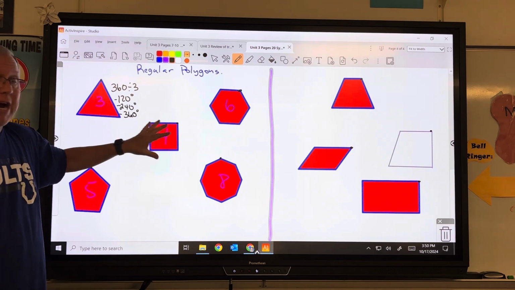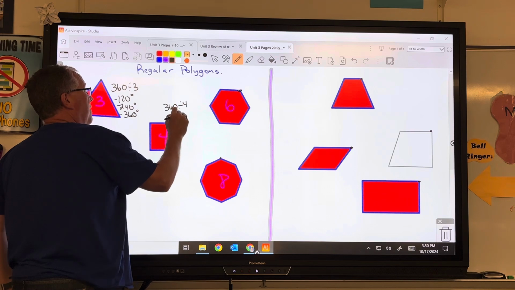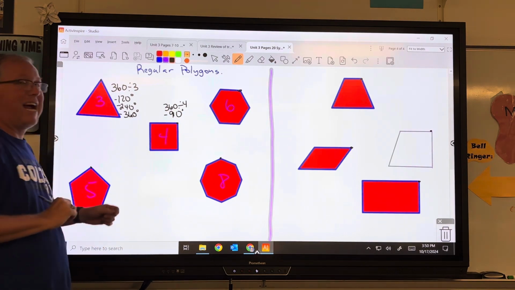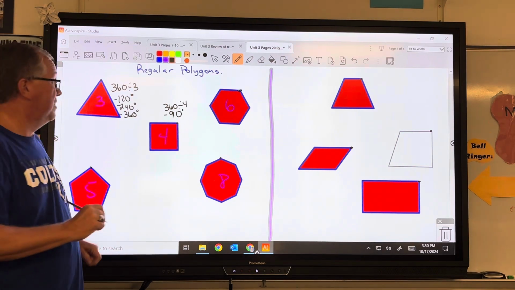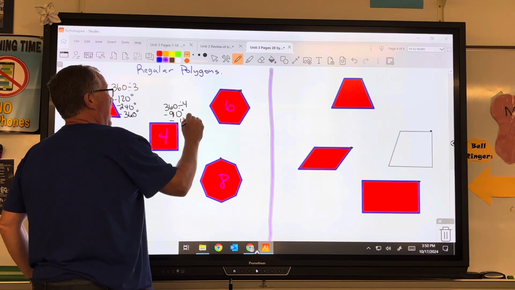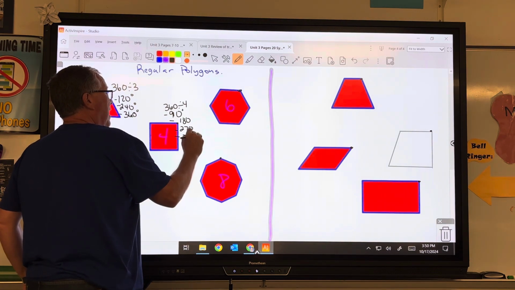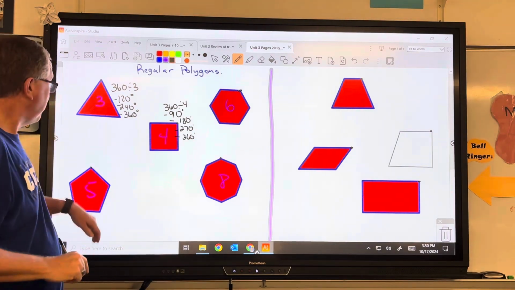If I come to my square, I do the same thing. My square, I take 360, I divide it by 4. That is 90 degrees, which means every 90 degrees, this will look the same. So if I rotate it 90 degrees, looks the same. If I rotate it 180, looks the same. If I rotate it 270, looks the same. And if I rotate it 360, it looks the same, okay?